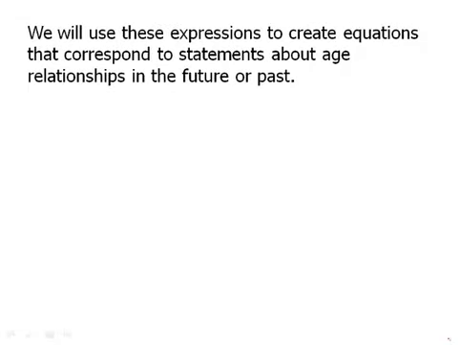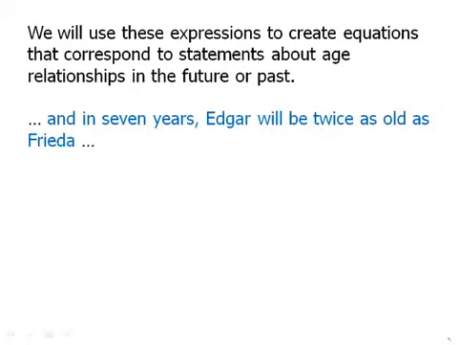We will use these expressions to create equations that correspond to statements about age relationships in the past or the future. So if we have, in 7 years, Edgar will be twice as old as Frida, suppose we picked E as Edgar's age now, and F as Frida's age now. Well, in 7 years, Edgar will be E plus 7, and Frida will be F plus 7. So E plus 7 equals 2 times F plus 7. And that's our actual equation.